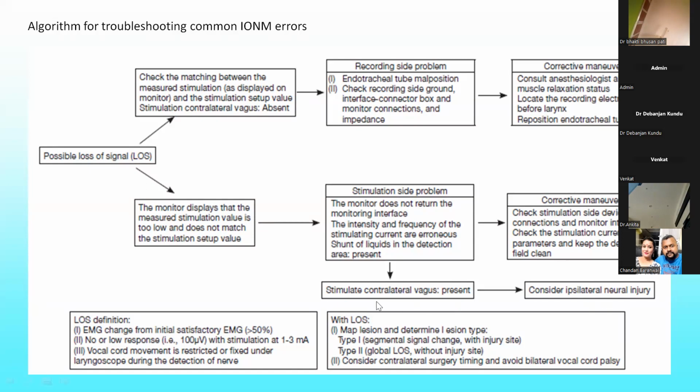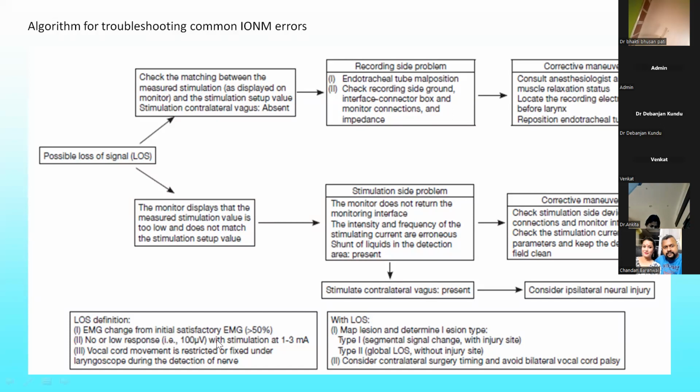If the stimulation of the contralateral vagus is present, but on the ipsilateral surgery side the response is absent, then consider there is ipsilateral neural injury. In continuation with that, the loss of signal demonstration usually shows that the EMG change from the initial satisfactory EMG is more than 50%.